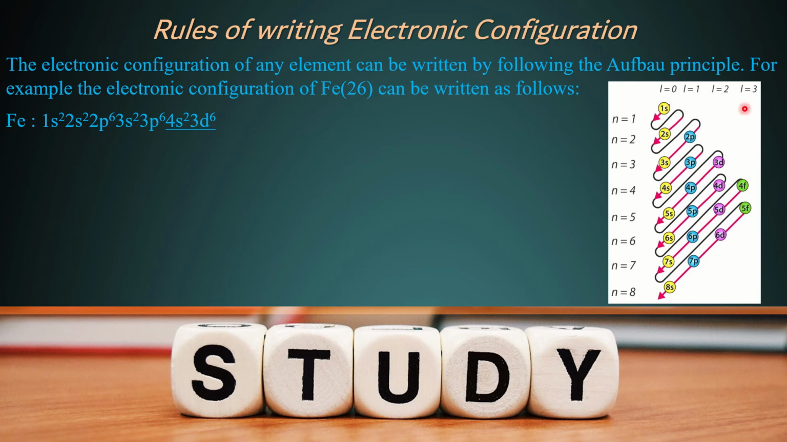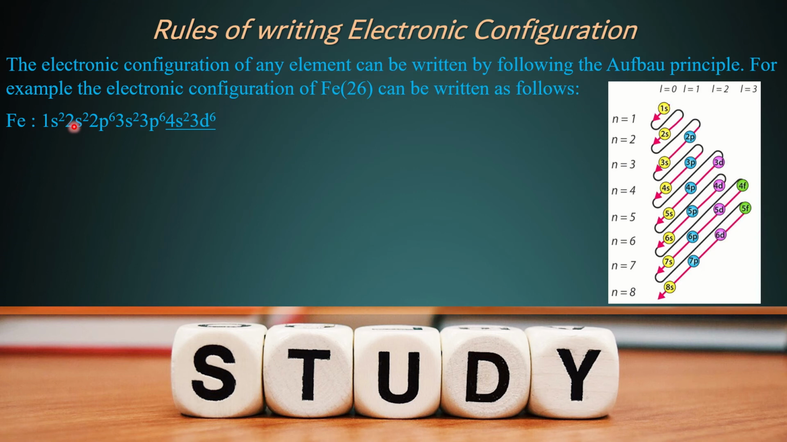So, at first, the electrons will go to the lower energy level, fill it, then they will go to the higher energy level. Here, 1s is filled up by 2 electrons, then 2s by 2 electrons, 2p by 6 electrons, 3s by 2 electrons, 3p by 6 electrons, 4s by 2 electrons, and then the rest of the electrons will go to the 3d orbital. Here in the 3d orbital there are 6 electrons.